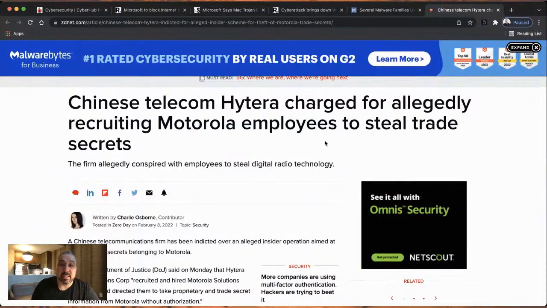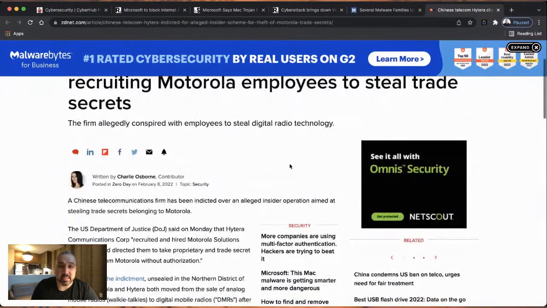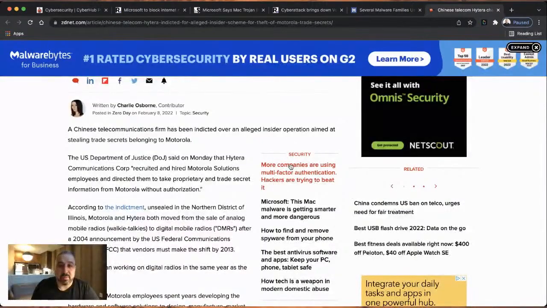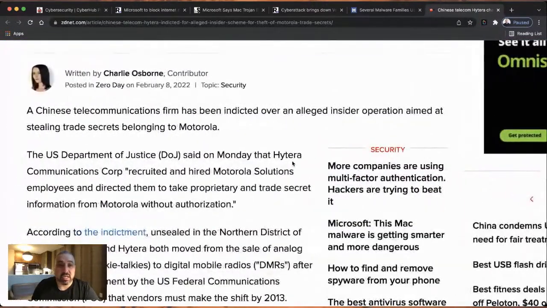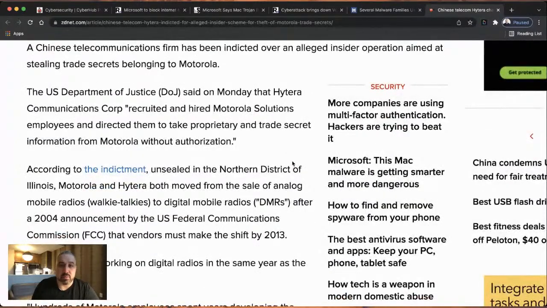And finally, China telecom Hytera has been charged for recruiting Motorola employees to steal trade secrets. The Chinese telecom firm has been indicted over an alleged insider operation aimed at stealing trade secrets belonging to Motorola. The DOJ on Monday said that Hytera Communication Corp, can anything from China not sound evil? Like Hytera and Hydra sound very, very similar here. Hytera recruited and hired Motorola Solutions employees and directed them to take proprietary and trade secret information from Motorola without authorization.